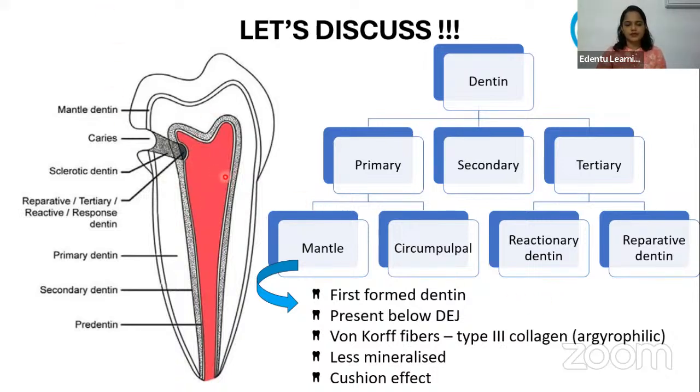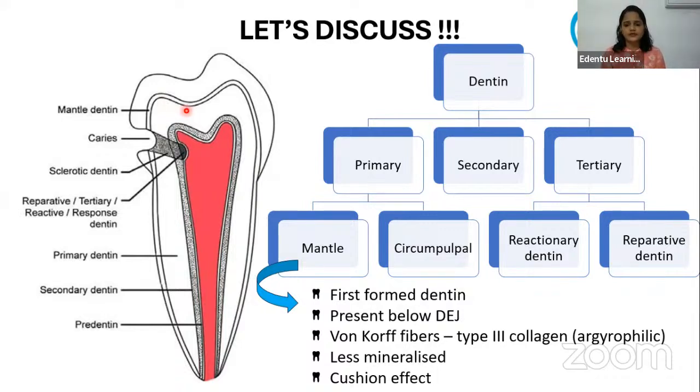You can see from the picture here, the mantle dentine is the outermost layer of the dentine. We have seen that the predentine is very close to the pulp, whereas the mantle dentine is very close to the enamel. It acts as a cushion for the enamel. It is the first formed dentine, and it is present just below the dentino-enamel junction. It has some special structures called the von Korff fibers.